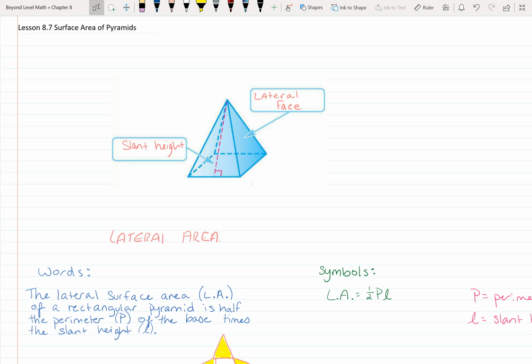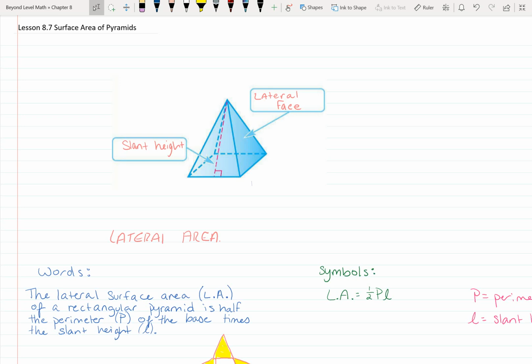Yesterday we found the surface area of prisms. So we had rectangular prisms and triangular prisms. Today we are working with triangular pyramids and rectangular pyramids or square pyramids.